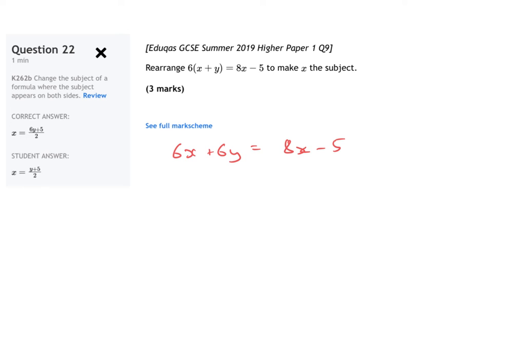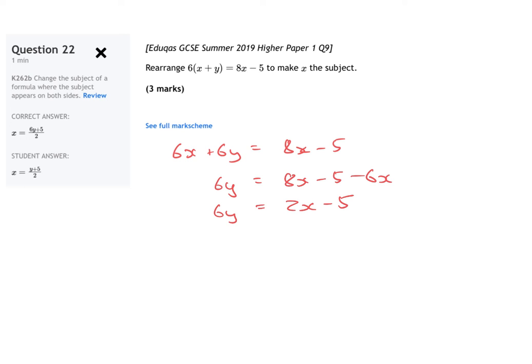Now, I want the x terms to be on one side and the other terms to be on the other side. Normally, I would try and move from the right-hand side to the left, but if I take away 8x from here, I'm going to get negative 8x here, sorry, negative 2x here, and I don't really want to have negatives if I can help it. So what I'm going to do is subtract 6x from both sides, and then you'll see I'll end up with a positive value on the right-hand side. So subtracting 6x from the left, I just end up with 6y. And on the right, I've got 8x minus 5 minus 6x, which hopefully you can see simplifies to make 2x minus 5. Now I have only one term involving x.